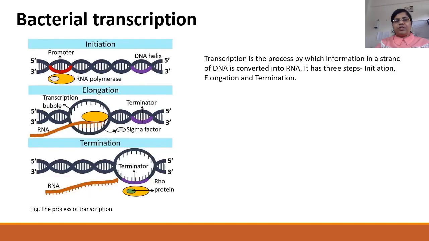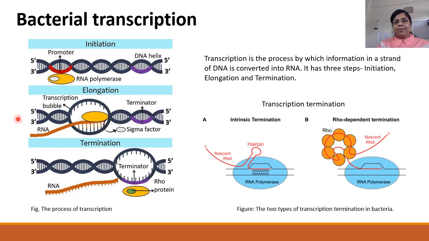The process of transcription is responsible for the formation of RNA from DNA. It occurs in three steps: initiation, elongation, and termination. All these three are important regulatory mechanisms in the cell cycle.